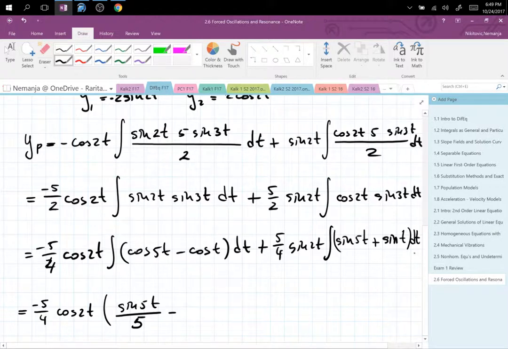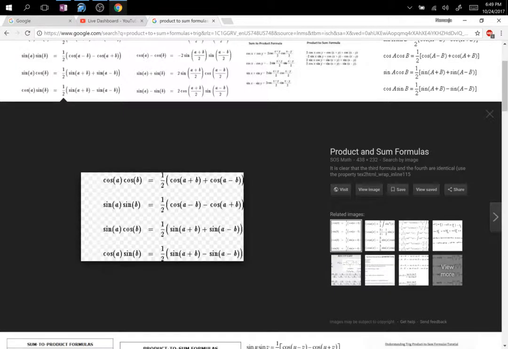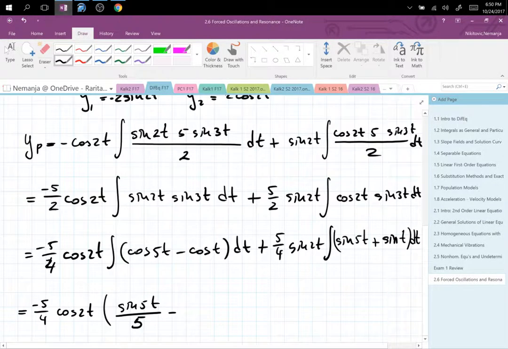So sine of negative t, sine is an odd function, so the negative will jump in front, and that negative changes into a positive. Good. All right.